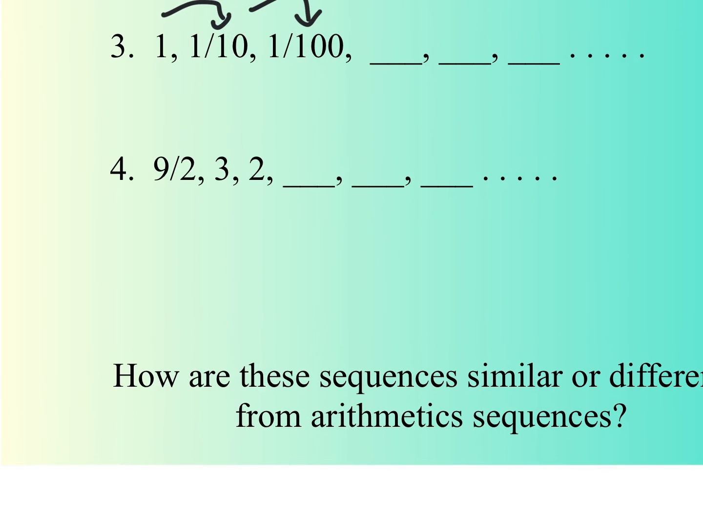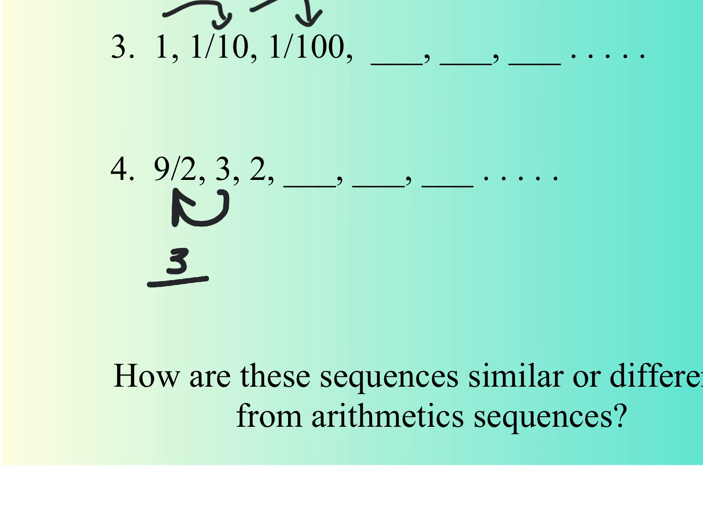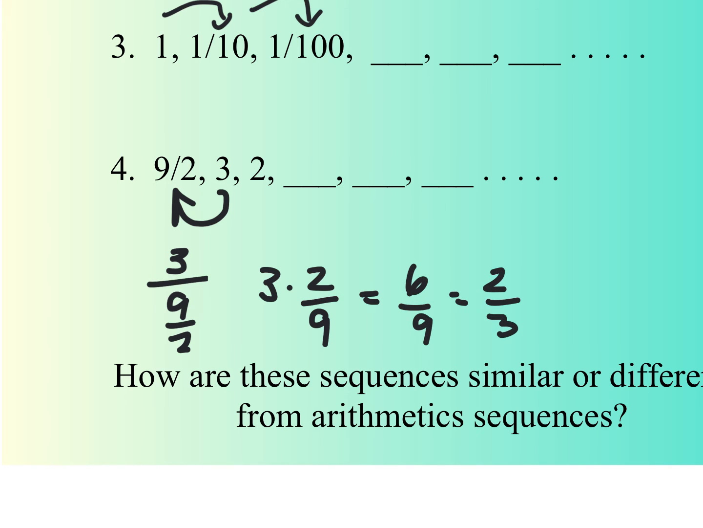Okay, so like this one was clearly going down, but if I take that divided by that, 3 divided by 9 over 2, that's like 3 times 2 over 9. That's 6/9, aka 2/3. That's what we're multiplying by each time. See how I got that? Would you agree that if I take 3 and times it by 2/3, 2/3 of 3 is 2?